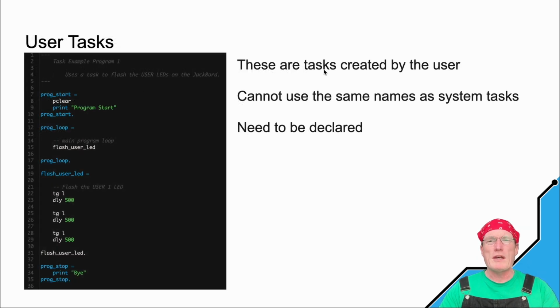So user tasks are tasks that are created by the user, and they can't use the same names as system tasks, and they need to be declared just like variables. For example, prog start is a system task, prog loop is a system task, but flash user LED is a user task. And this is the code that goes inside the user task, and then this is the line that tells Octagon that we've reached the end of that user task. And so user tasks have to be declared.